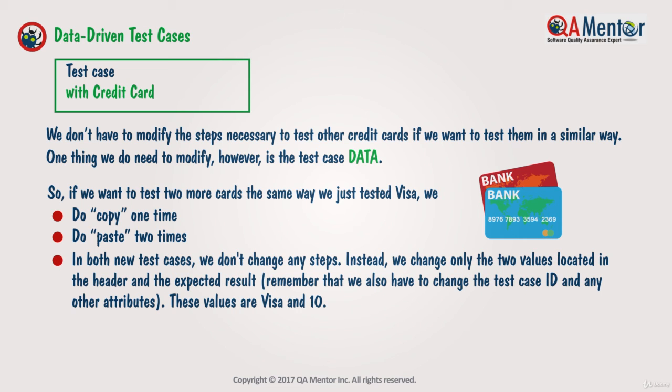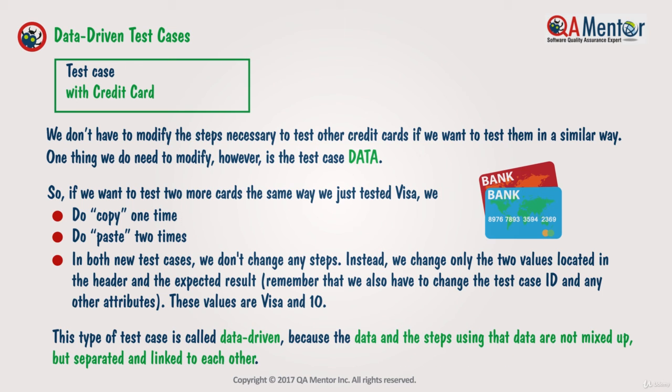In both new test cases, we don't change any steps. Instead, we change only the two values located in the header and the expected result. Remember that we also have to change the test case ID and any other attributes. These values are Visa and 10. This type of test case is called data-driven because the data and the steps using that data are not mixed up but separated and linked to each other.